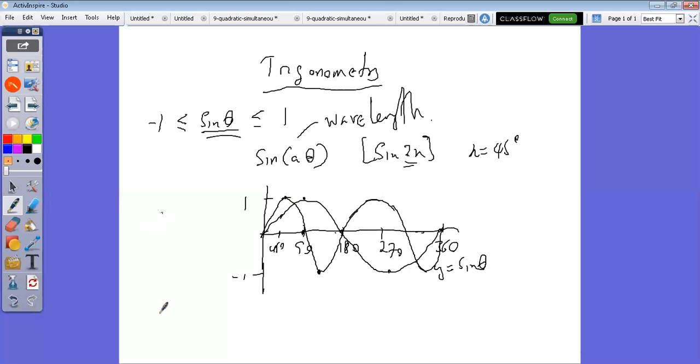It affects the wavelength. Remember, your wavelength is equal to 2 pi divided by whatever a is. I'll explain just now, it will make sense. The wavelength of this wave is always given by lambda is equal to 2 pi divided by whatever a is. If a is 2, it means I will have two complete waves in 360, in a revolution. If a is 3, I will have 3 complete waves. I'll show you just now.